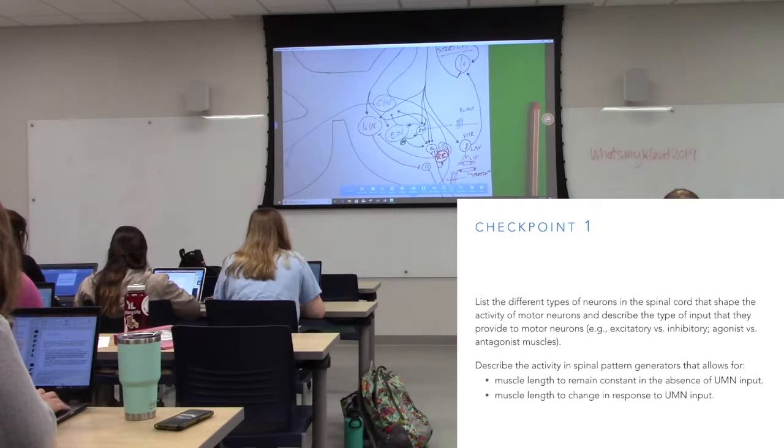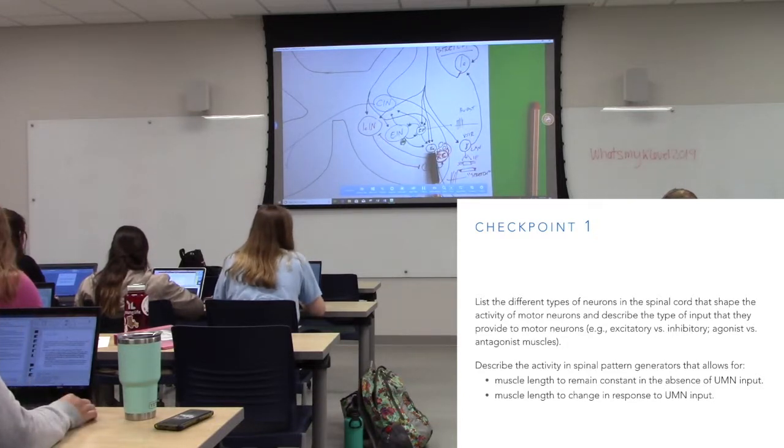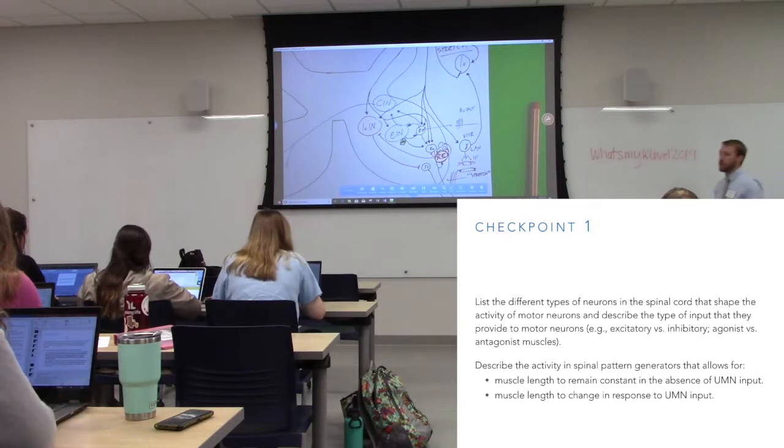This way, as we're exciting this alpha lower motor neuron, causing contraction of the muscle, we're causing a stretch of the spindle that cancels out the contraction that takes place from the extrafusal fibers. And this way, we don't have activation of our spinal reflexes. We cancel them out.